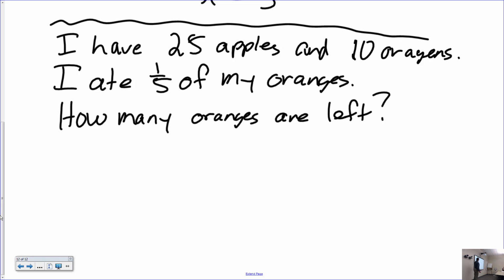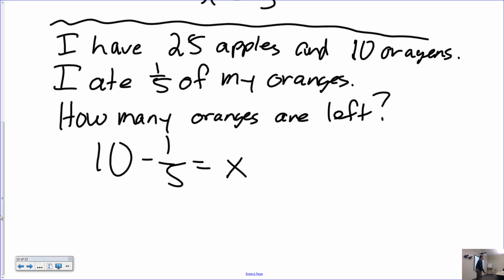So in this case, you have that first sentence. Do you need to write an equation for the first sentence? No, not really. Now the second one, though: I ate 1/5 of my oranges. 10 minus 1/5 equals X. So here's what our thought is. 10 minus 1/5 equals X.